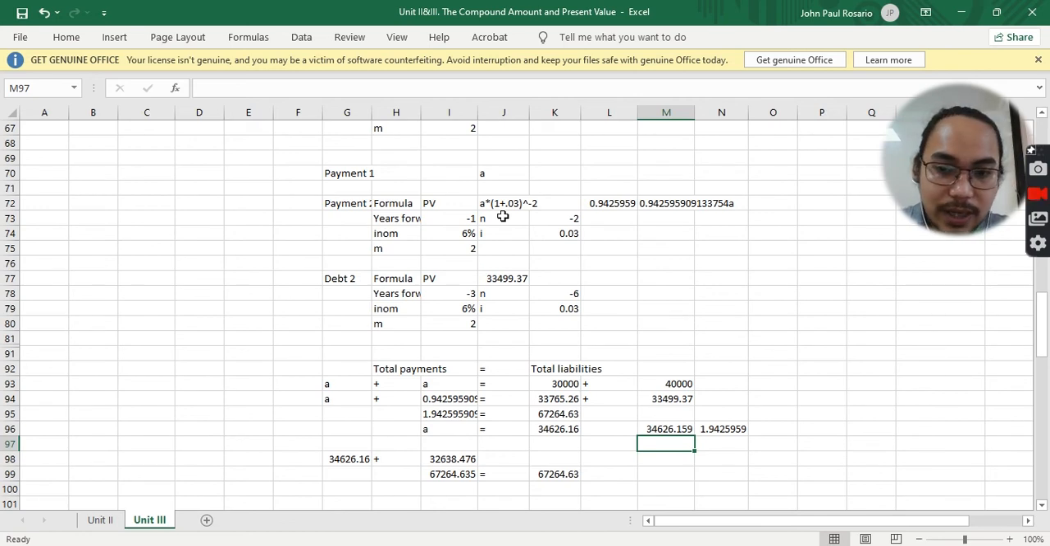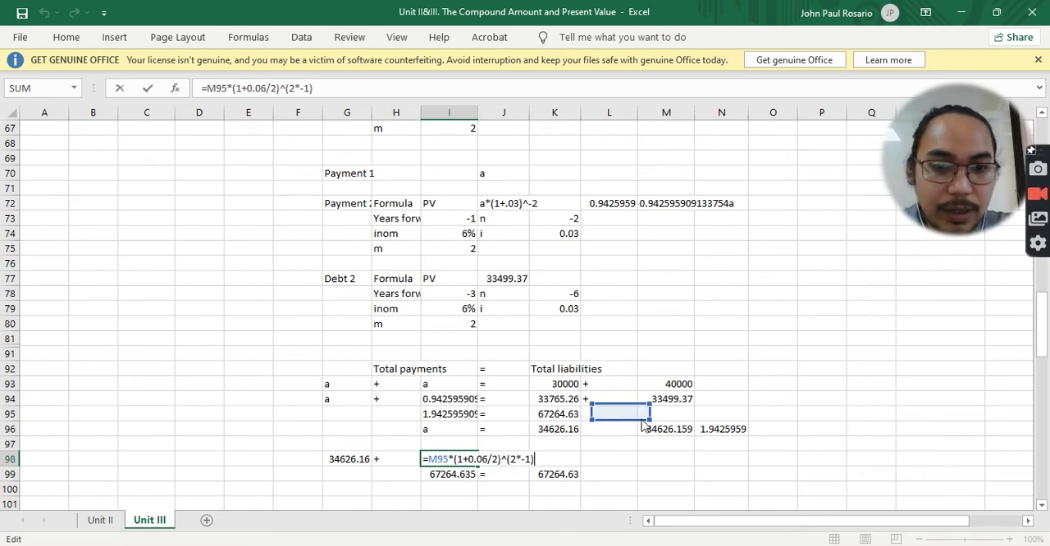So how do we check for it? So payment on year 5 plus our payment on year 6, which is the same amount. We multiply that by the 1 plus 0.03 raised to the power of negative 2.